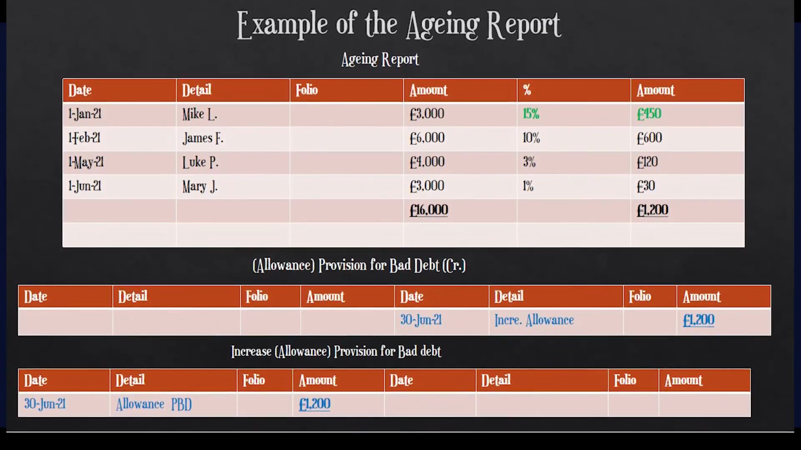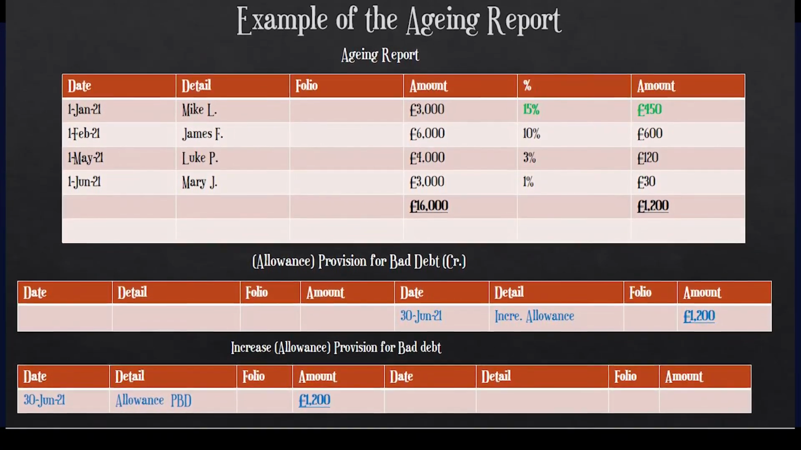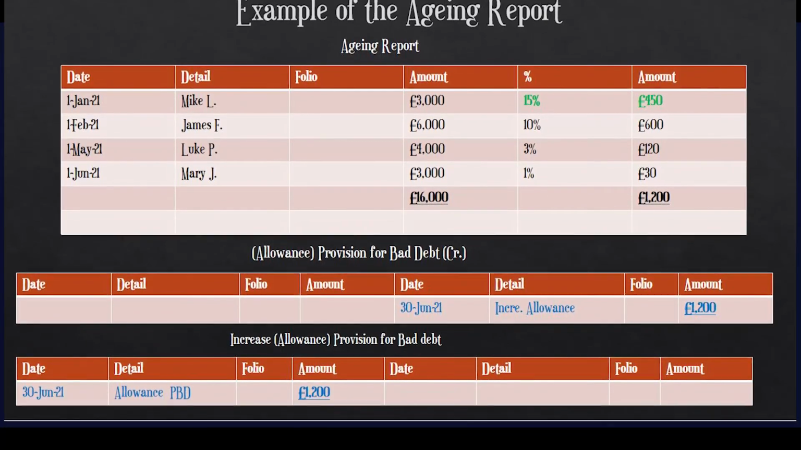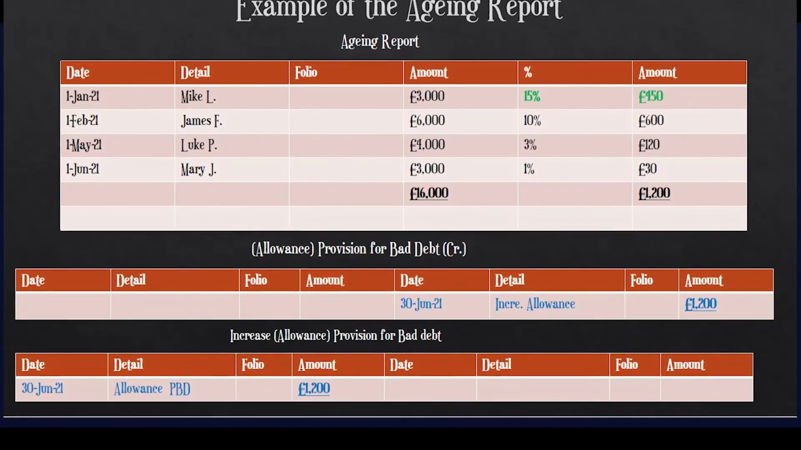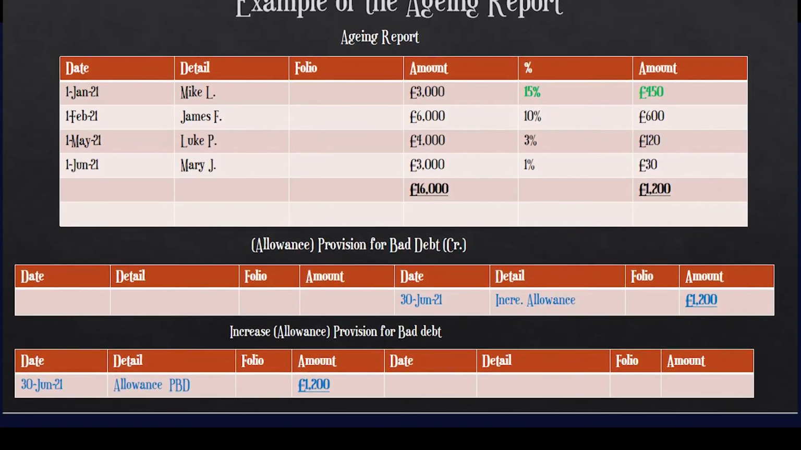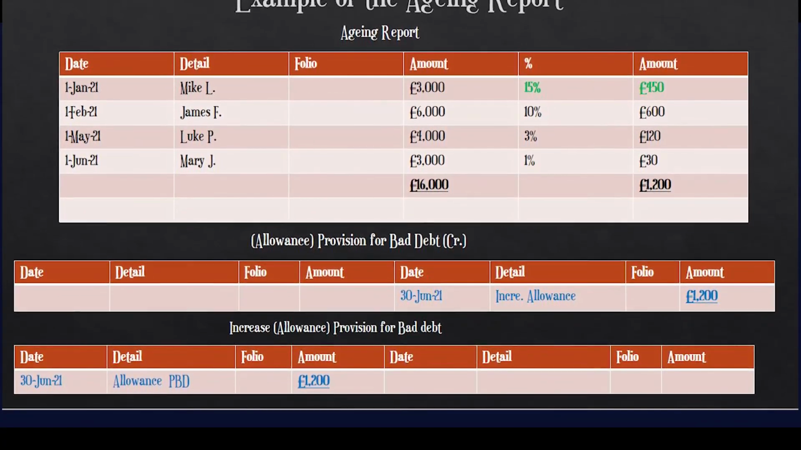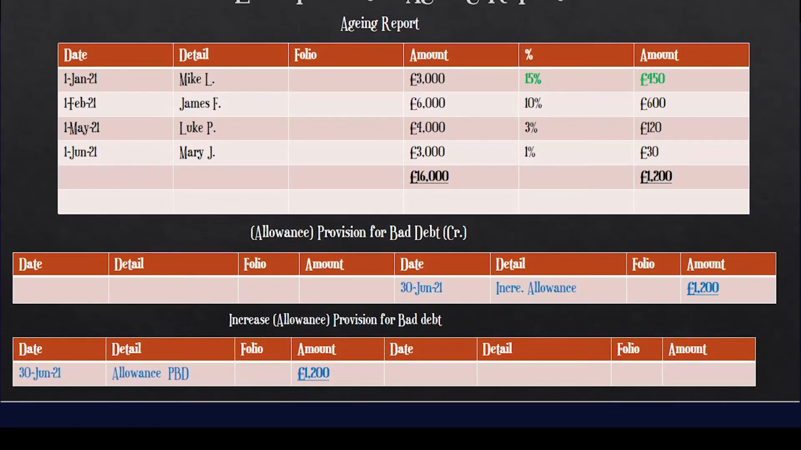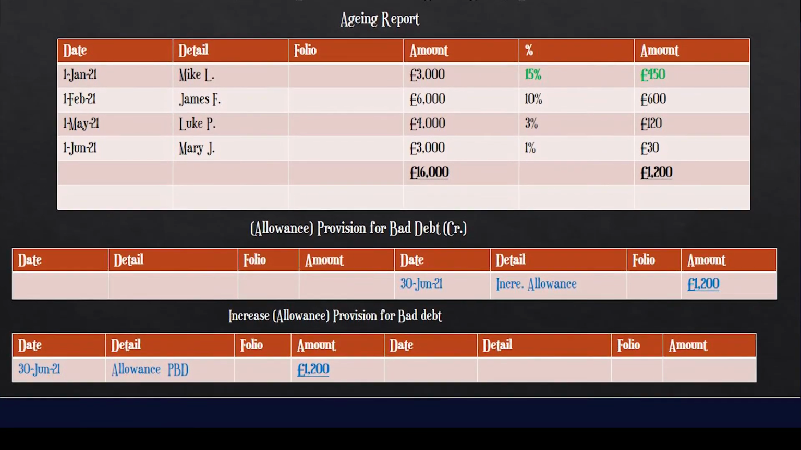Because this is a new situation where we're estimating, it's an increase. So that increase is 1,200. So we go on the credit side of the allowance account, 1,200, and then we have the increase in provision on the debit side, all on the 30th of June 2021. And then we move on to some other principles.